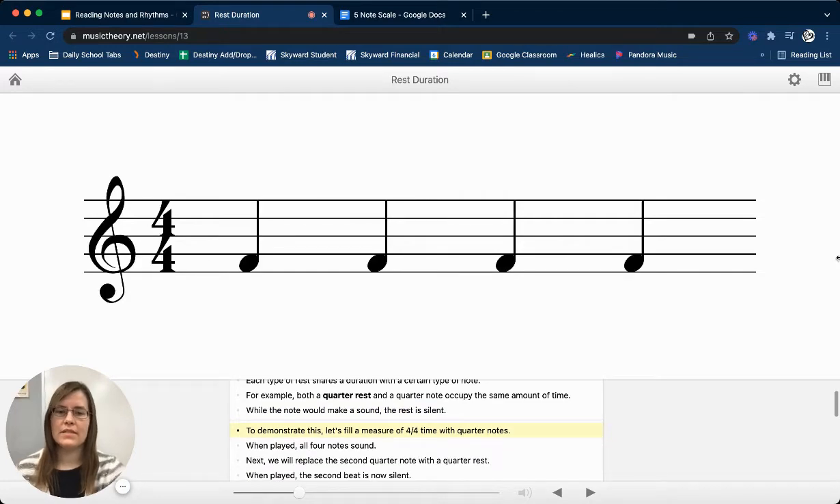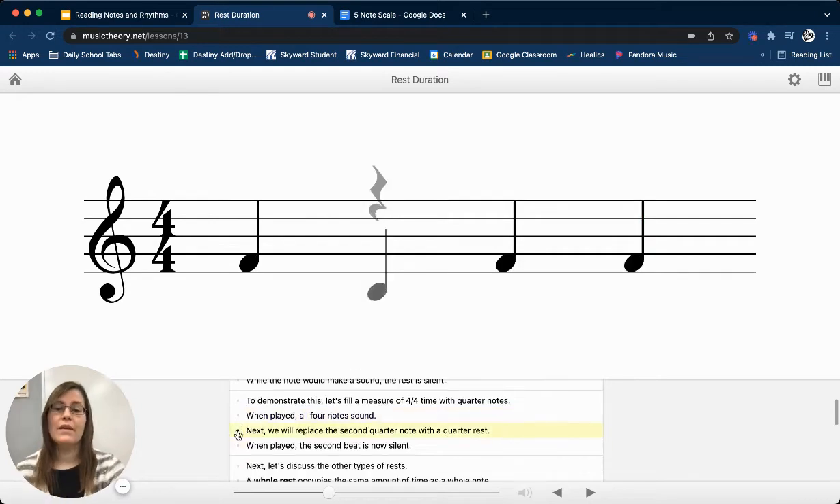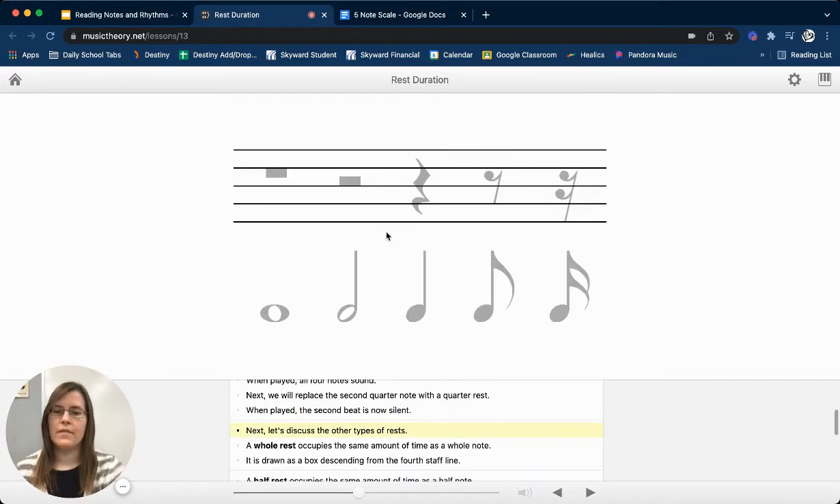To demonstrate this, let's fill up a measure of 4/4 time with quarter notes. When played, all 4 notes sound. Next, we're going to replace one of the quarter notes with a quarter rest. Now when played, the second beat is silent. 1, 2, 3, 4. You still count it, you just don't play it.